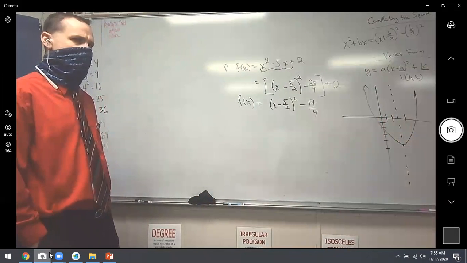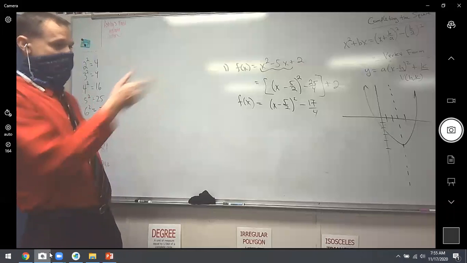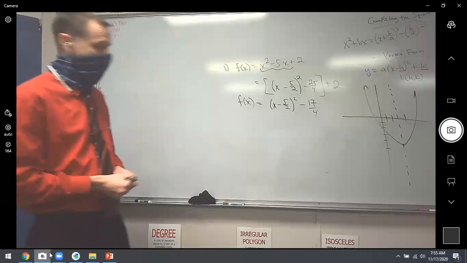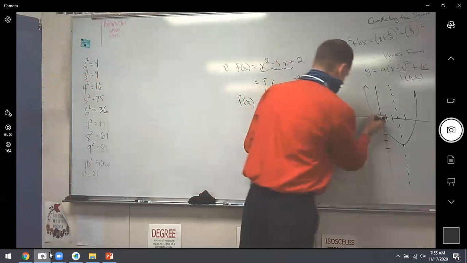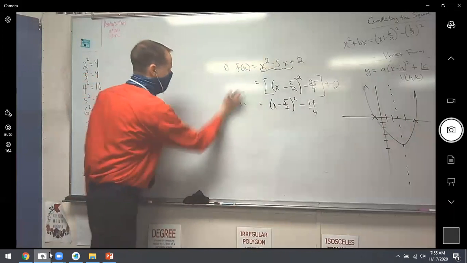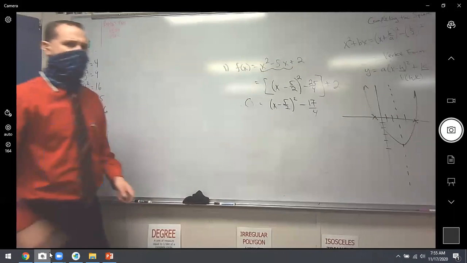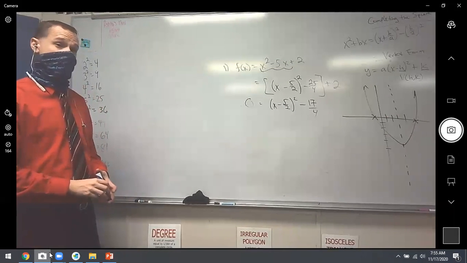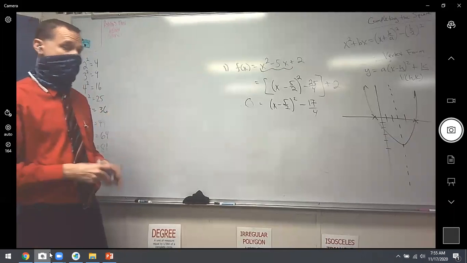And that's pretty much all vertex form is good for. I know where the vertex is. I know where the axis of symmetry is. That's great. But what we're really obsessed with in this class is where do things cross this x-axis? Where do they equal 0? So let's find out where this thing equals 0 by saying equals 0.